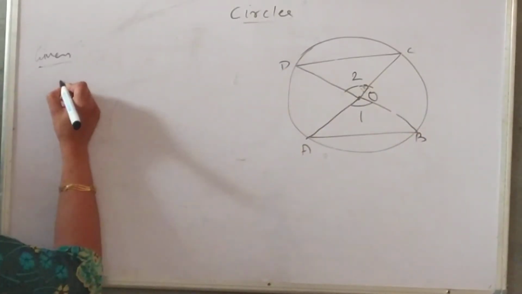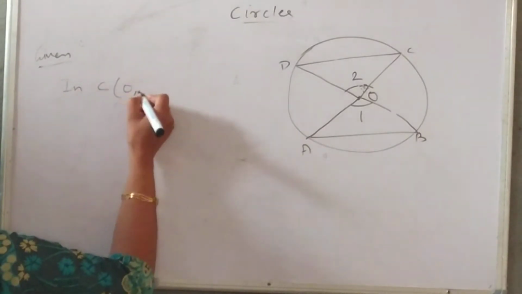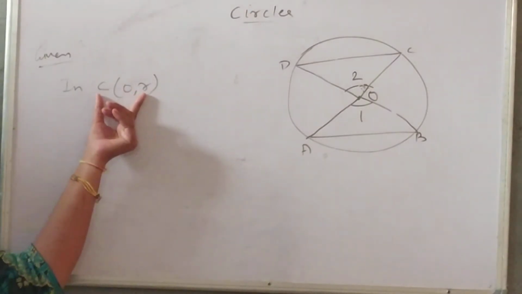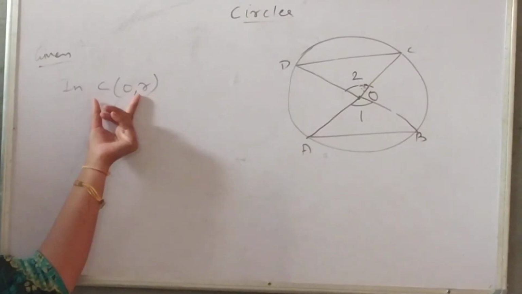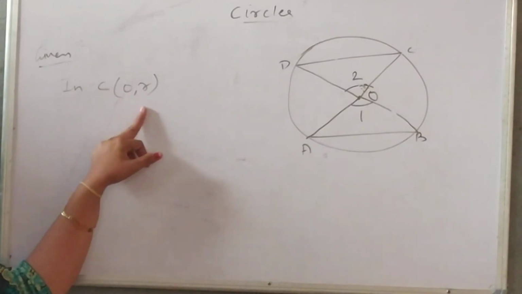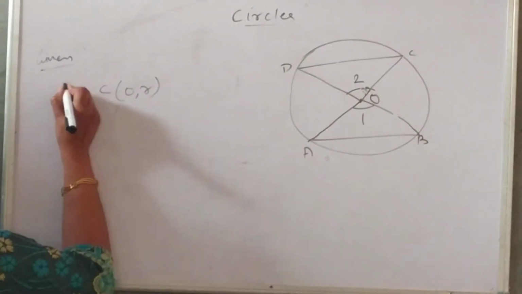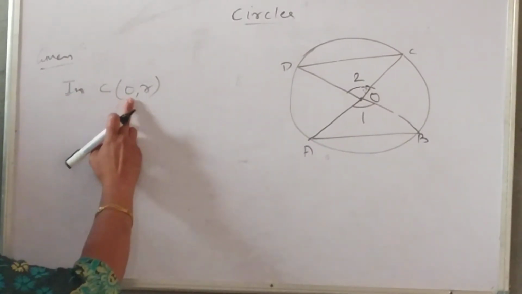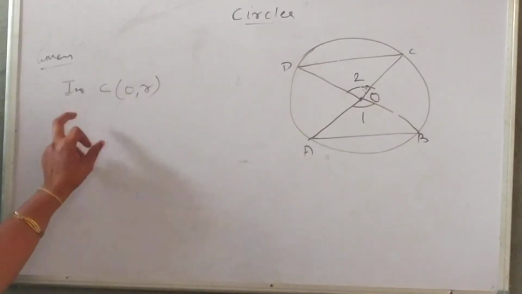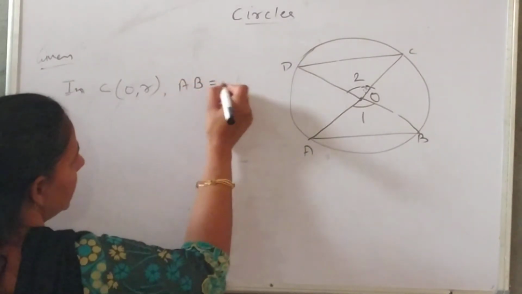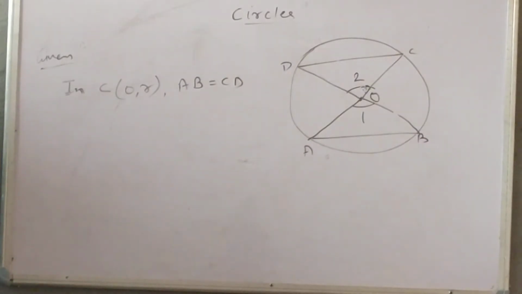Given is in circle COR. This stands for circle COR. C for circle, here O is center and R is radius of the circle. So in circle COR, chord AB is equal to CD. This is given, in the circle chord AB and CD are equal.